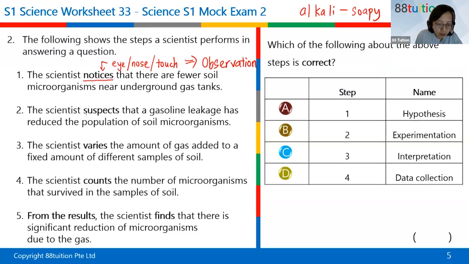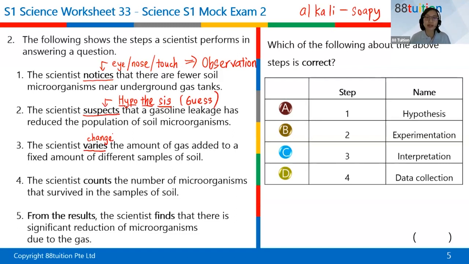So suspect is your hypothesis, your guess. Hypothesis means your guess. When you do an experiment, vary means you change something. So can everybody type into the chat, in any fair experiment?